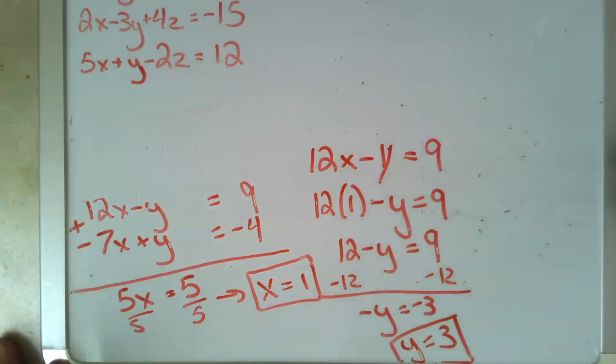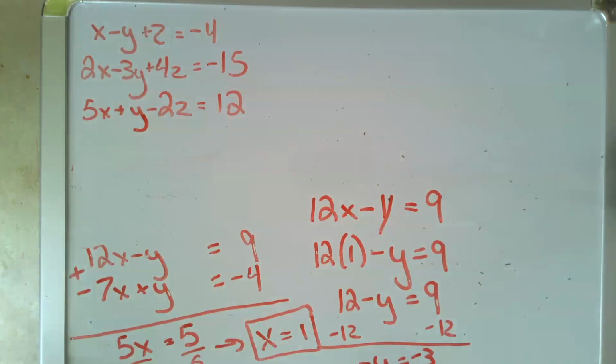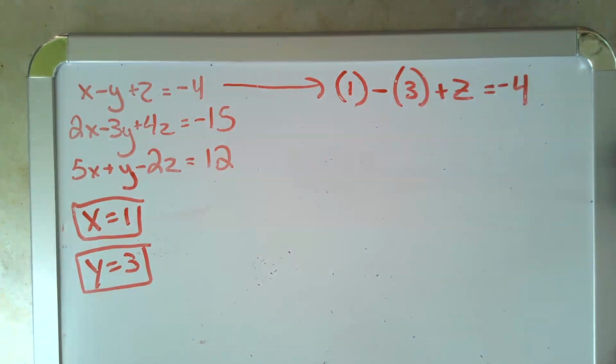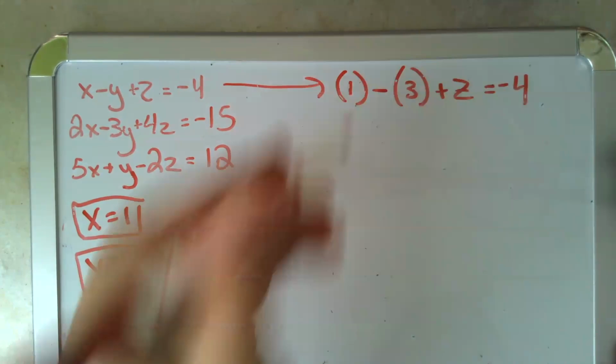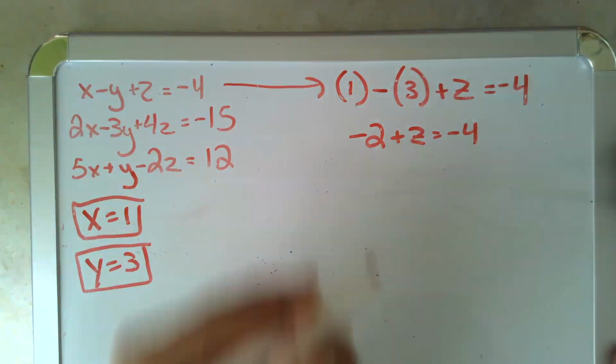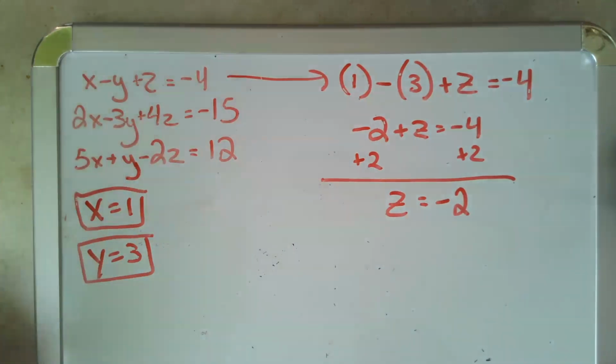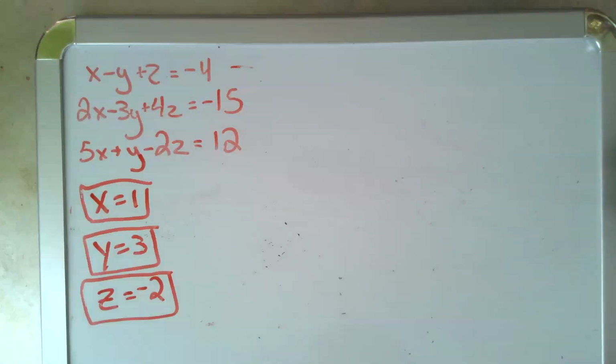So now I have the value of x, I have the value of y, and I have three equations to choose from to plug them into. I'm going to choose this top one because it seems easiest. And when I plug in my 1 for x and my 3 for y, I get 1 minus 3 plus z equals -4. I simplify. I add 2 to both sides, which leaves me with z equals -2. So my solution set for this system of equations is x equals 1, y equals 3, and z equals -2.